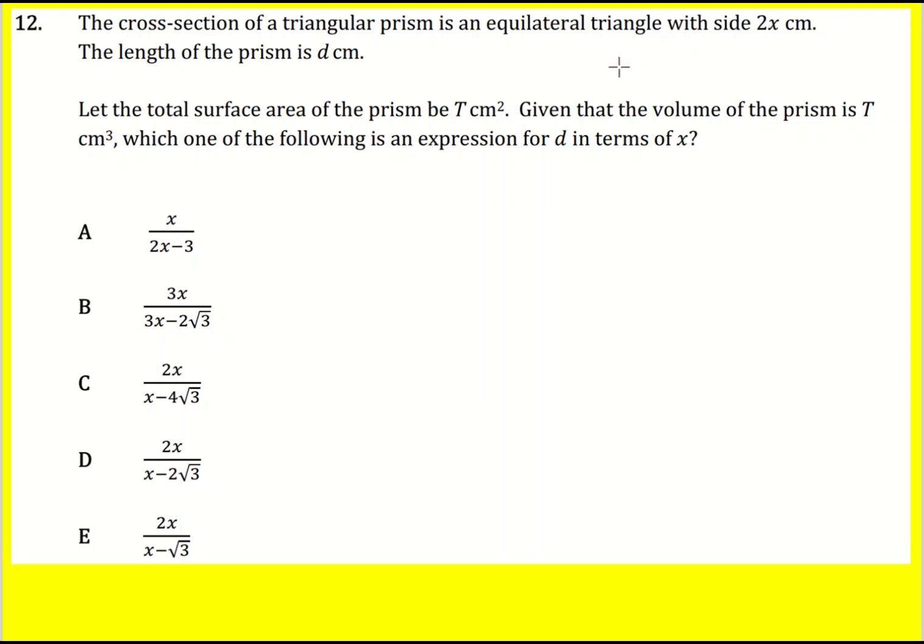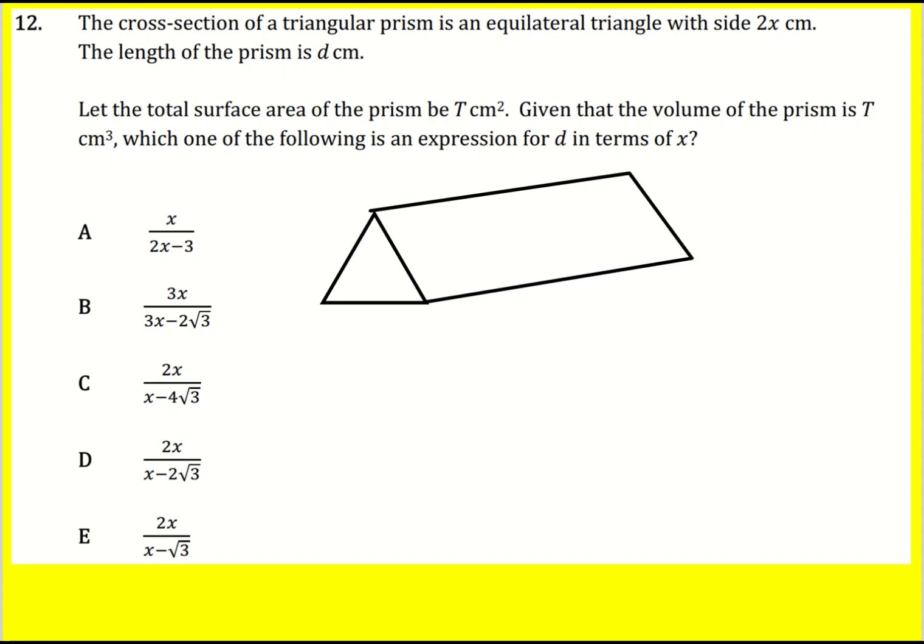Cross-section of a triangular prism is an equilateral triangle with sides 2x. Okay, let's just sketch that out. And then the length of the prism is d. So it's going to end up looking something like that. Just going to label some of these sides. We've got 2x, 2x, and 2x, and then this is d.